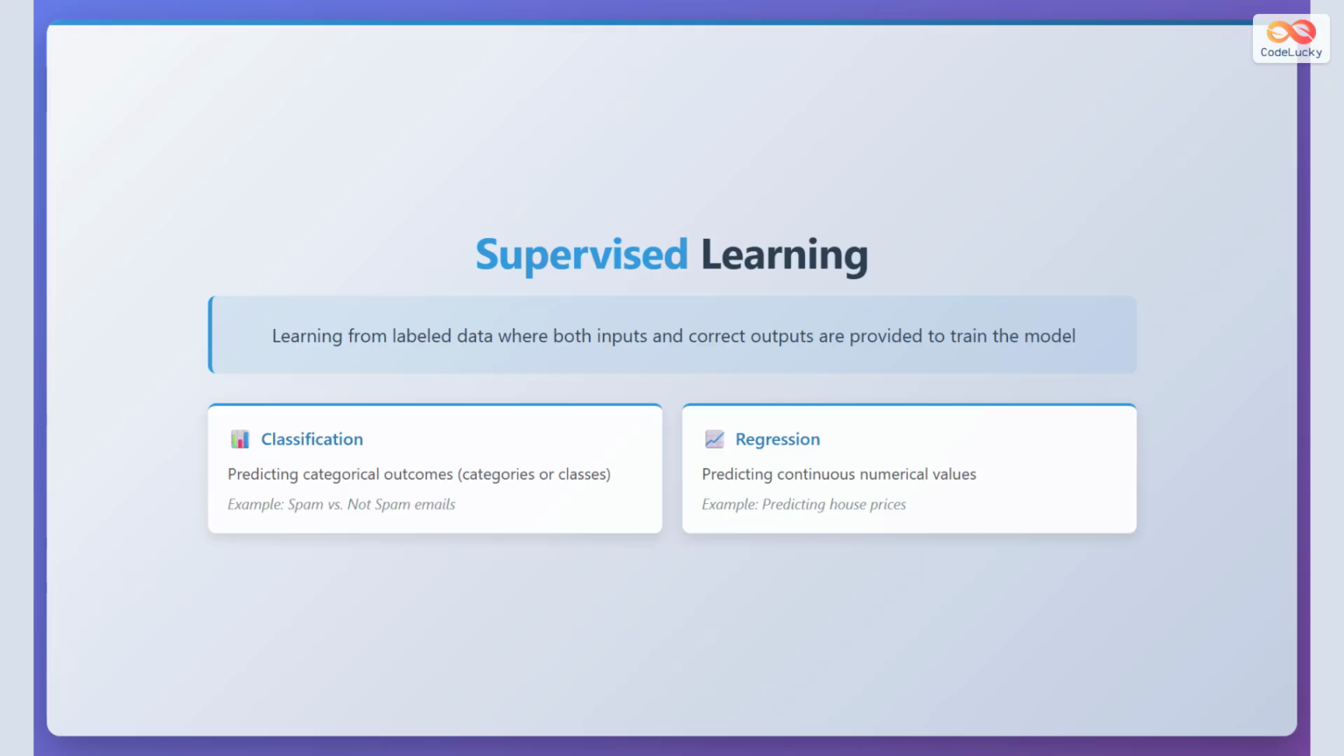Supervised learning is the most common type of machine learning. It learns from labeled data, meaning the computer is given examples where both the input and the correct output are provided. Think of it like learning with a teacher who tells you the right answers.